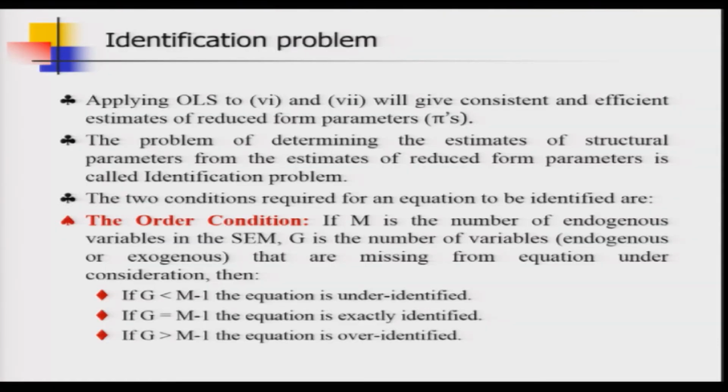So, for that we need to talk about two conditions, and the first one in the list is called the order condition. So, I am going to state the order condition quite mechanically by following econometrics textbooks. So, if m is the number of endogenous variables in the simultaneous equations system model, and g is the total number of variables, be it endogenous or exogenous, that are missing from the equation under consideration, then if g is less than m minus 1, then the equation is under identified, and if g equals m minus 1, then the equation is exactly identified, and if g is greater than m minus 1, then the equation is over identified.